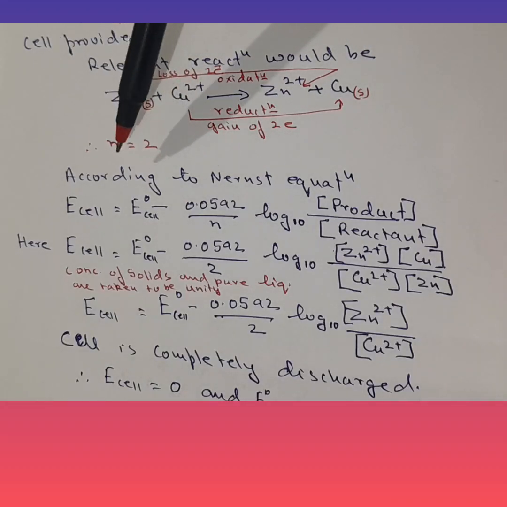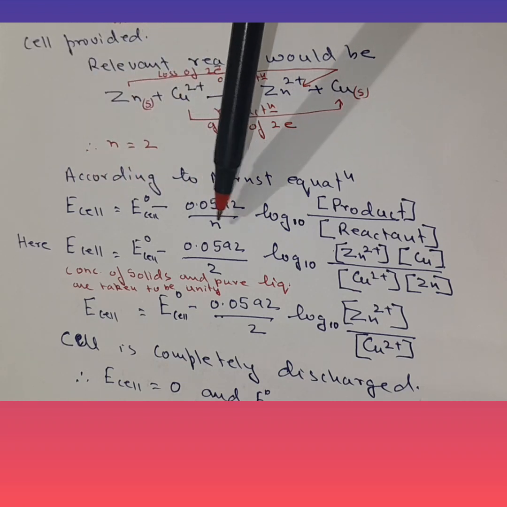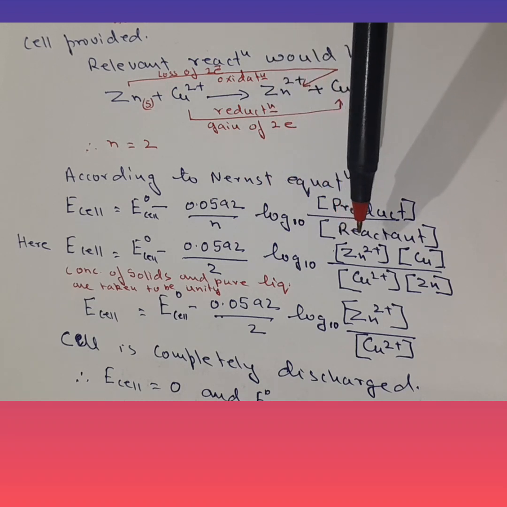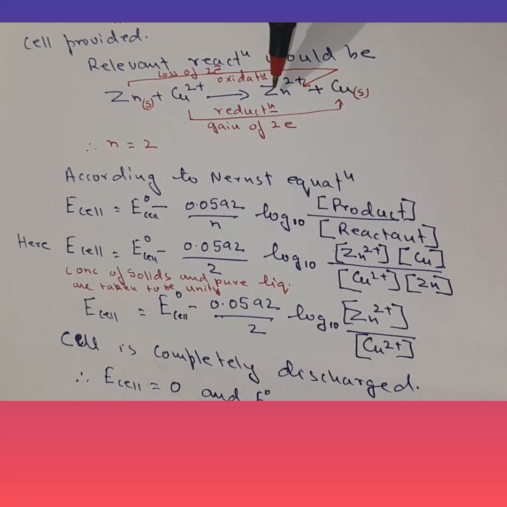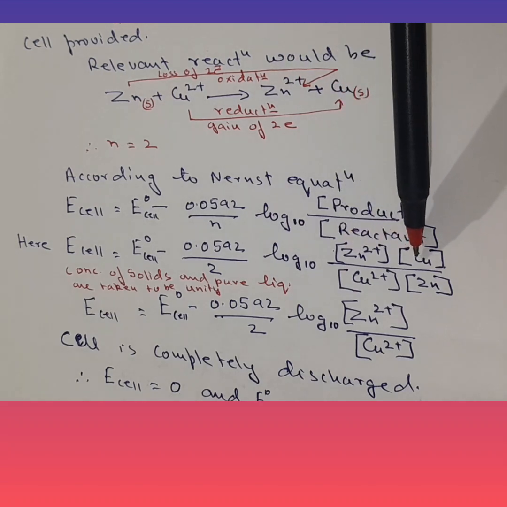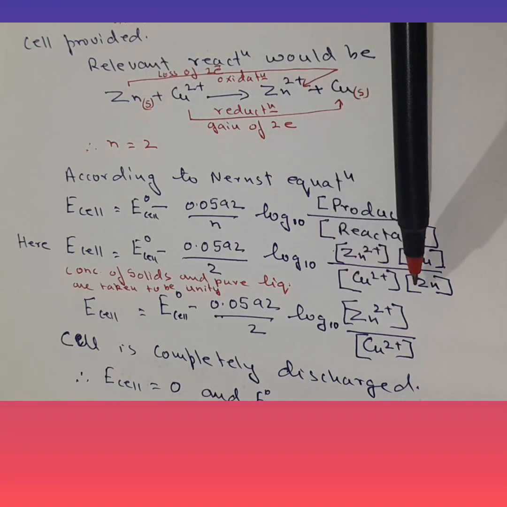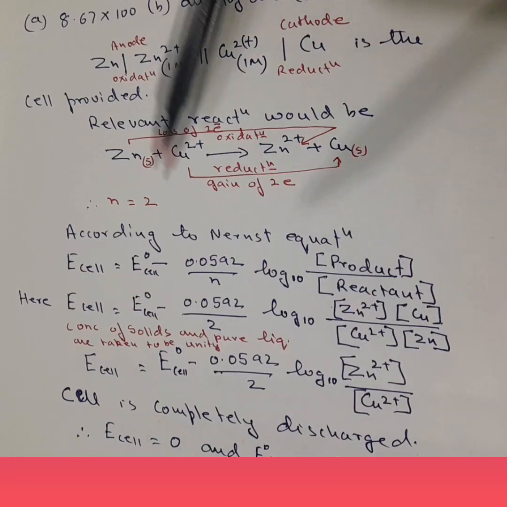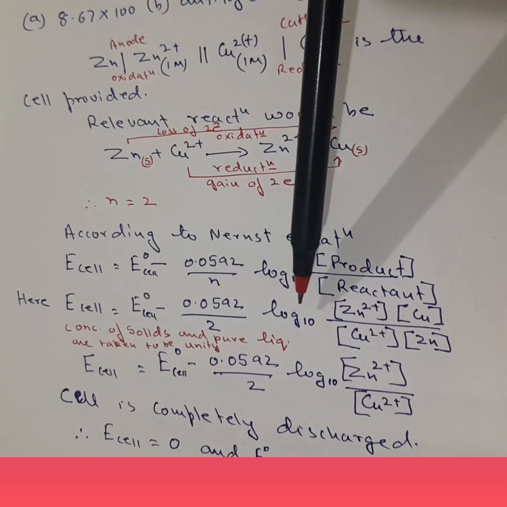Now, according to the Nernst equation, E cell is equal to E0 cell minus 0.0592 over n log of the concentration of product upon the concentration of reactant, to the base 10. The product that we have over here is this, so jot it down in the numerator. And the reactant was this, jot it down in the denominator. So this was our cell, this was our relevant reaction for the cell, and this is our relevant Nernst equation for the cell.